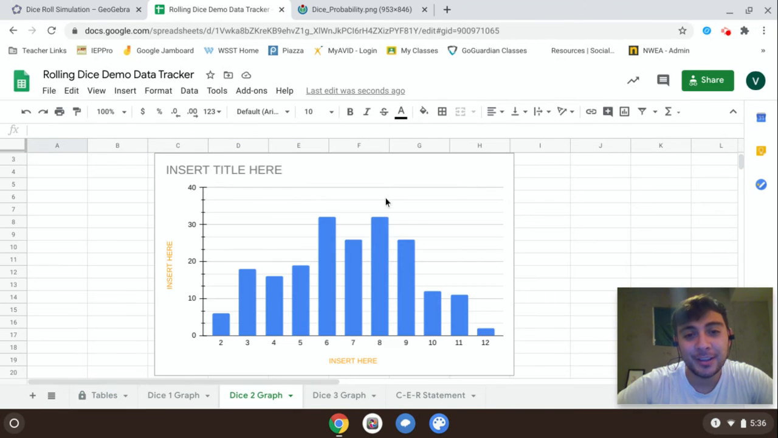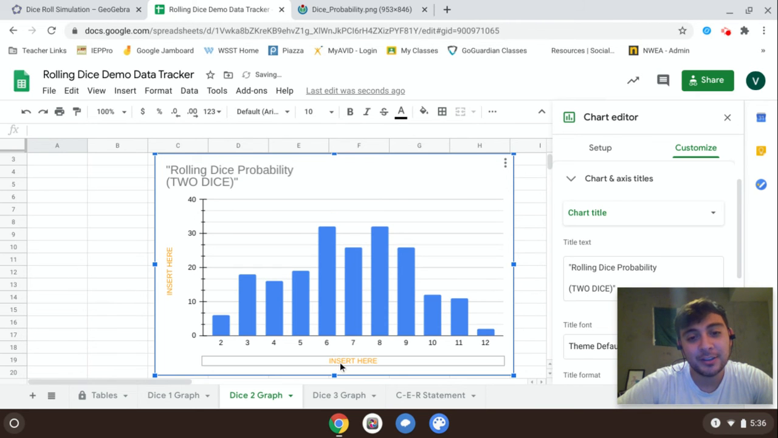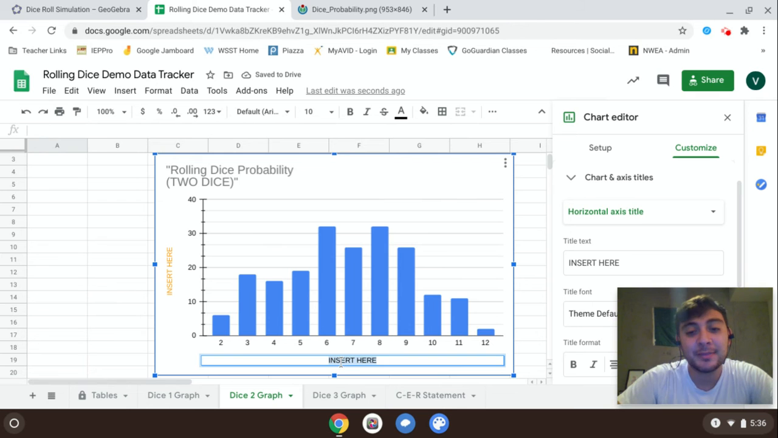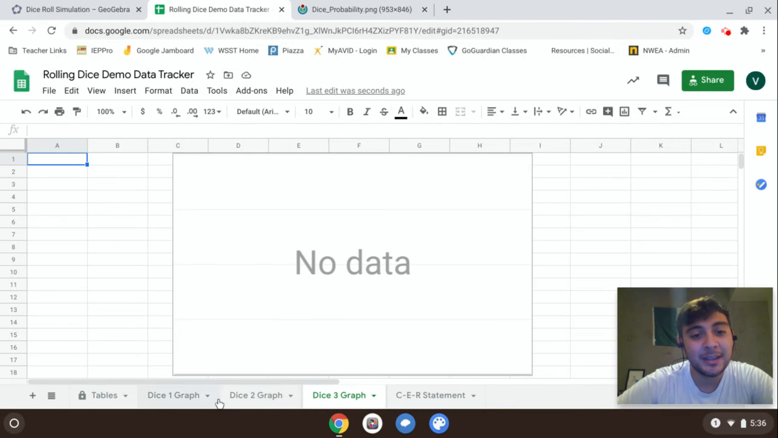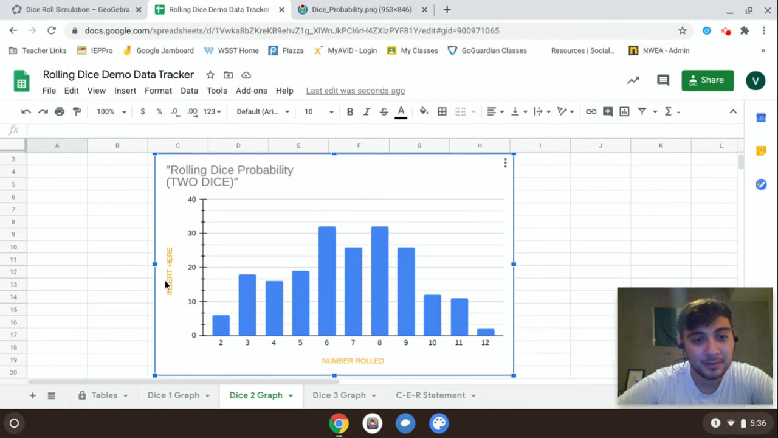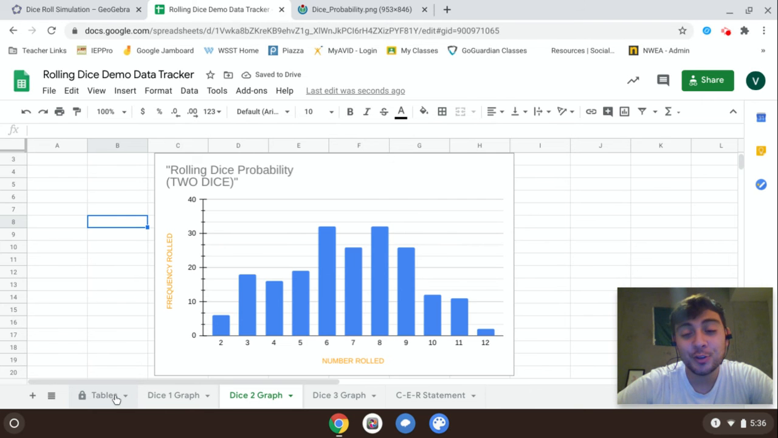And so I'm going to go right here and copy and paste that. That's my title. We know that the answer here on the x-axis is what I am testing, so that's my number rolled. And then for my y-axis it's going to be my frequency rolled. So how many times did I roll it? Boom, there you go. Nice, right?